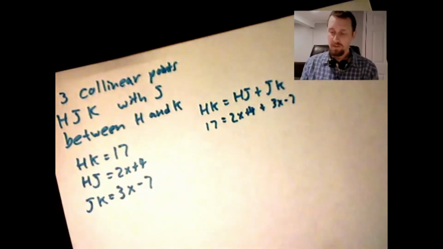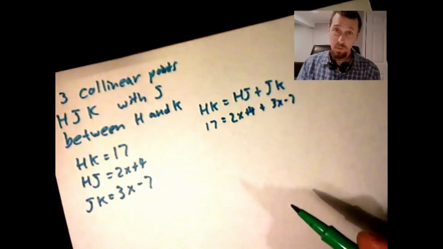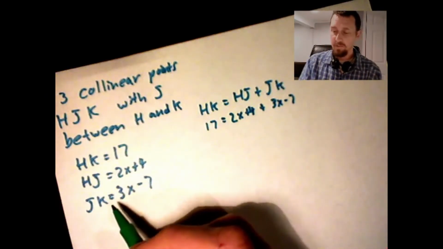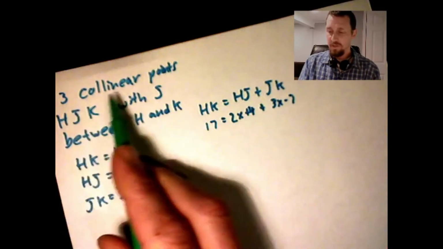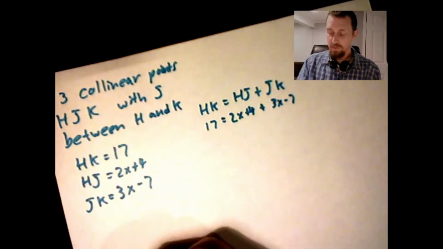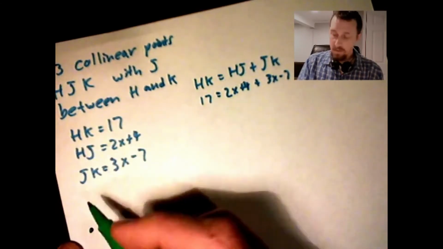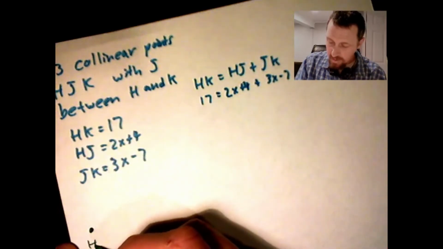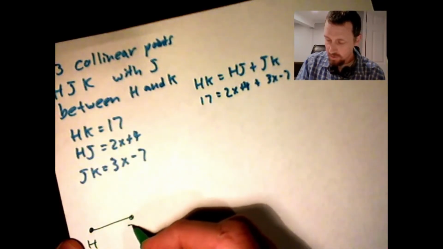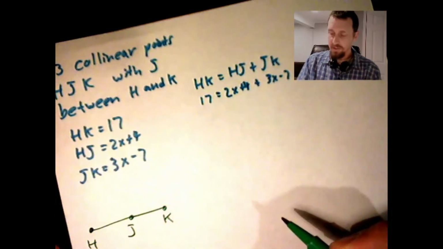I would probably look at this problem and I would say, alright, to make sure I don't make any mistakes, I'm going to draw a little diagram of this. And so first of all, they tell me there's three collinear points, H, J, K, with J between H and K. So I'm going to draw that. I'm going to draw H, J, and K all on the same line, all collinear.